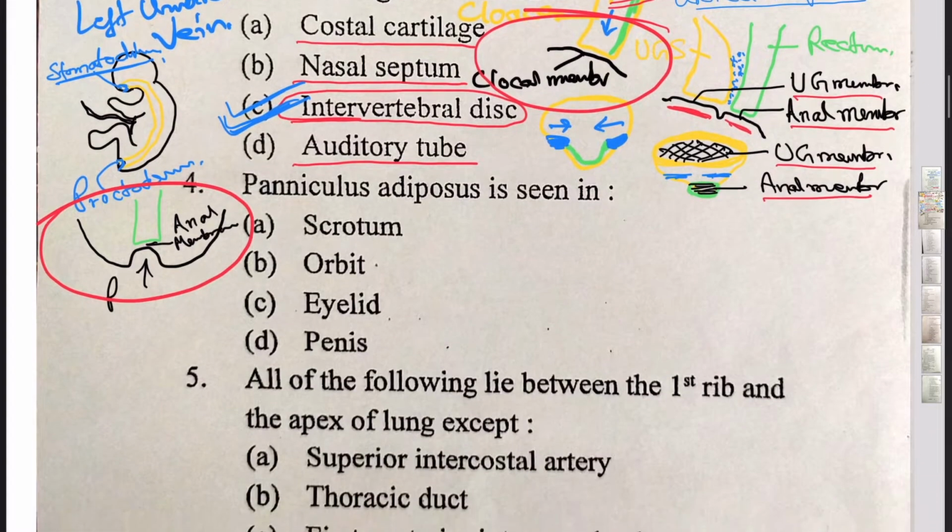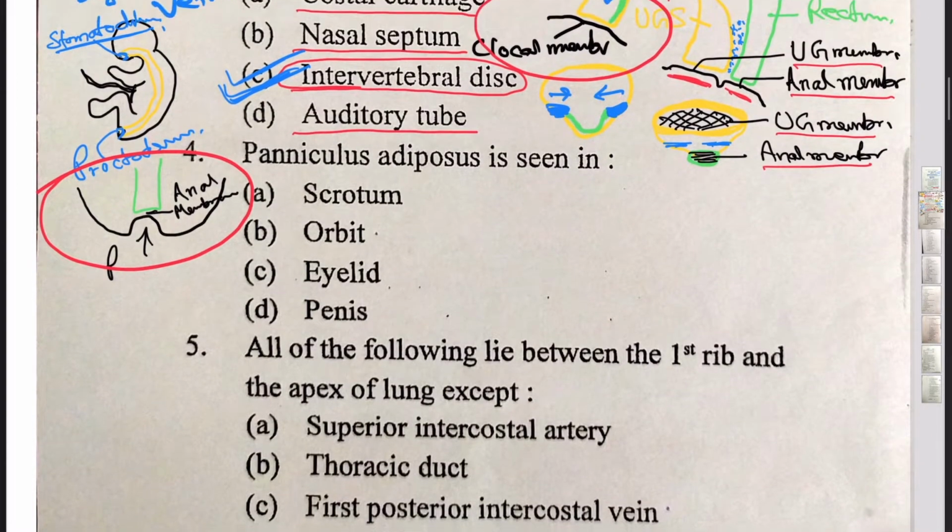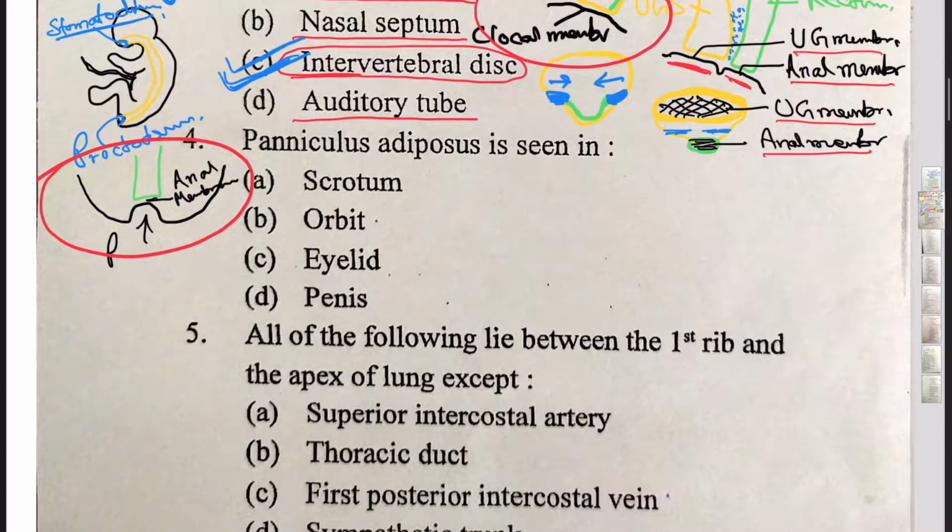Question number 4: panniculus adiposus is seen in scrotum, orbits, eyelids, penis. This question is a repeated question. This was asked earlier in 2014 in the FMGE exam, which was conducted by AIIMS New Delhi.